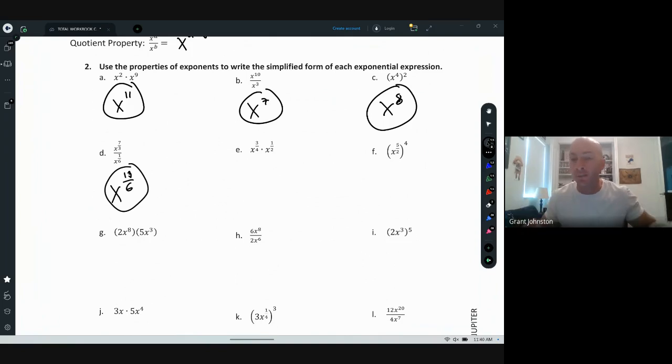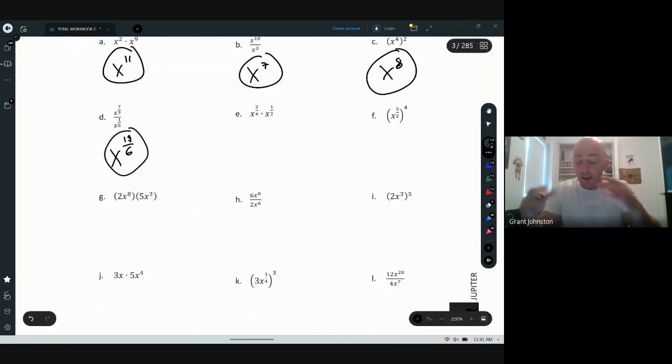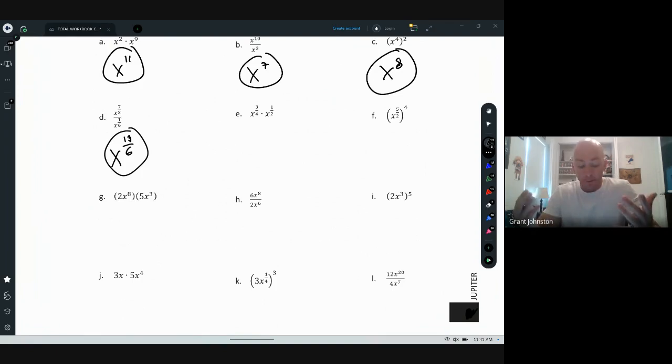Again, the fraction button on the calculator would be the ABC button. Okay, so I'm going to let you do E and F. So practice with that fraction button, or you can do it by hand. G, H, and I are a little bit different because they have coefficients.